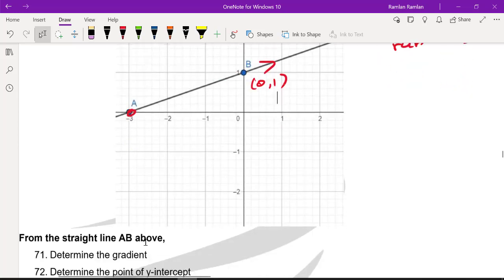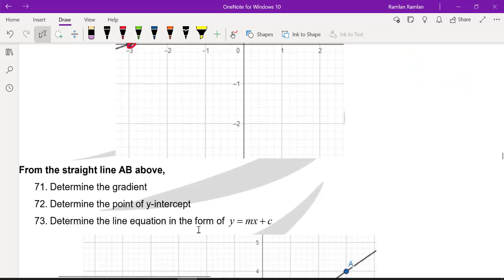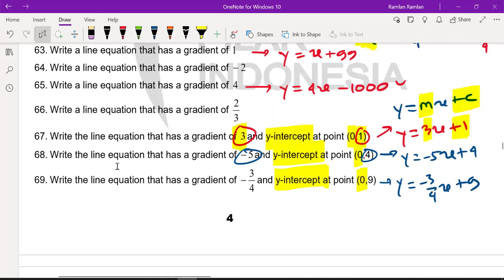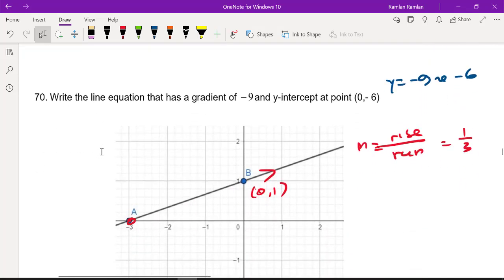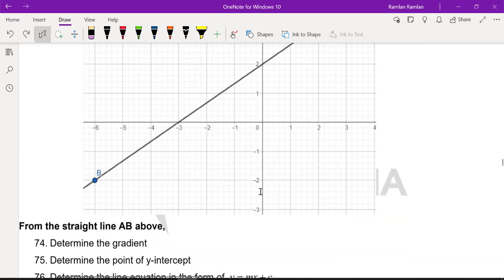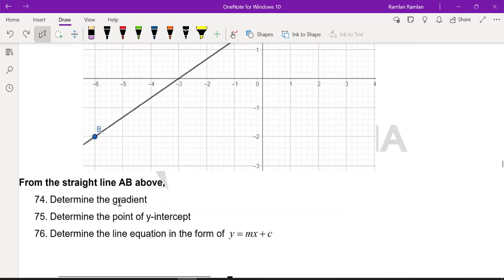And then the last question is determine the line equation in the form of y equals mx plus c. That is the same thing like we did from number 67 until number 70, right? So we have the gradient, and then we also have the y-intercept. So the line equation will be y equals 1 over 3x, don't forget the x, plus 1. So this one is the gradient, this one is the y-intercept. Okay, so you can do the same thing with the next number, this one over here, right? Number 74 until 76.